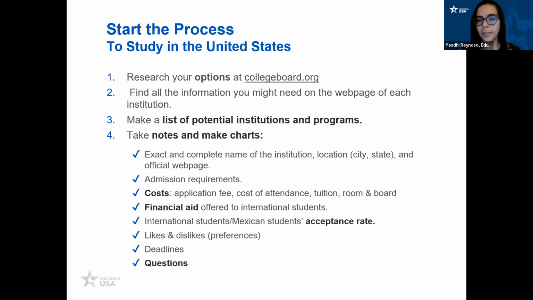Then start making a list of potential institutions, the ones that are on your radar and that you're interested in, and also take notes. I recommend that you have a notebook or a document in your Google Drive or anywhere. These are some of the things I recommend you take into consideration: the exact and complete name of the institution, the admission requirements, the costs, the financial aid opportunities or scholarships available for international students, the acceptance rate, the deadlines, and, more important, what questions do I have?